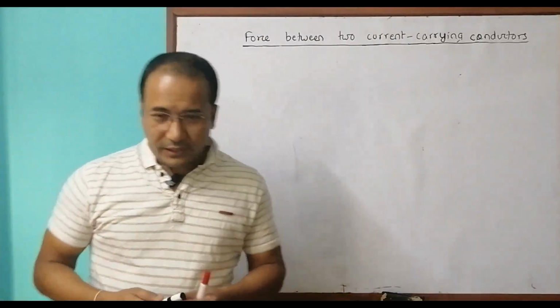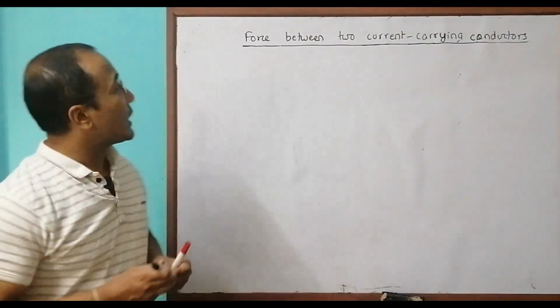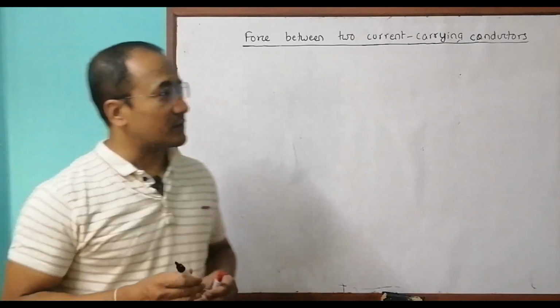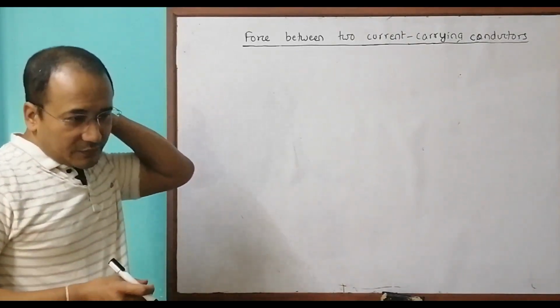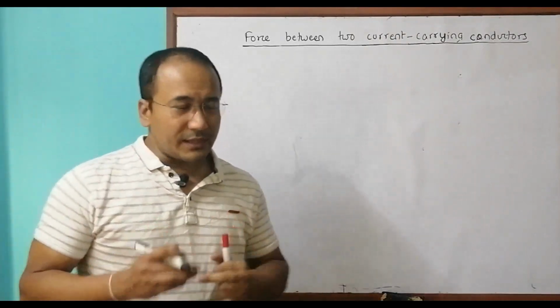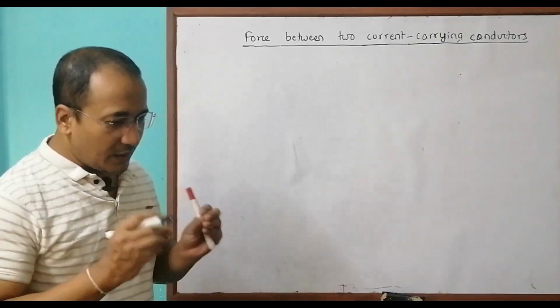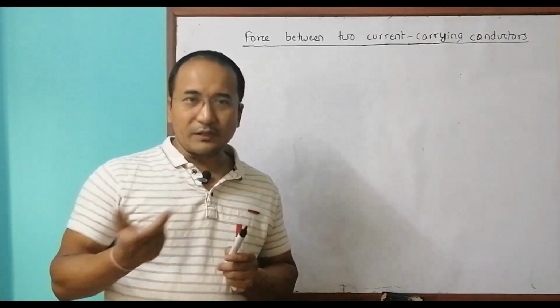Hello folks, today I am with a new topic in the chapter magnetic field, and you can see here I have expressed the topic as force between two current carrying conductors. So till now what we have realized is that when a current carrying conductor is placed inside a uniform magnetic field, it experiences a force.